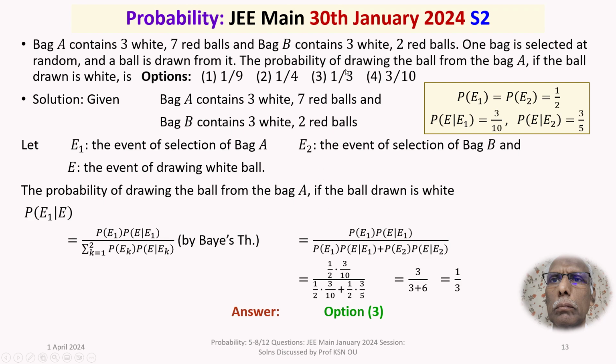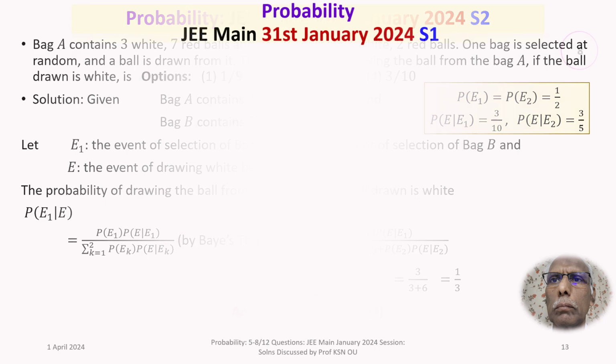The 1 by 3 appears against option 3. Therefore, the answer to this question is option 3. And that is the detailed discussion of the solution of the problem, which is the application of Bayes' theorem. And it is definitely an easy question. And I am sure that you have understood the solution of this problem. We move to the next question.